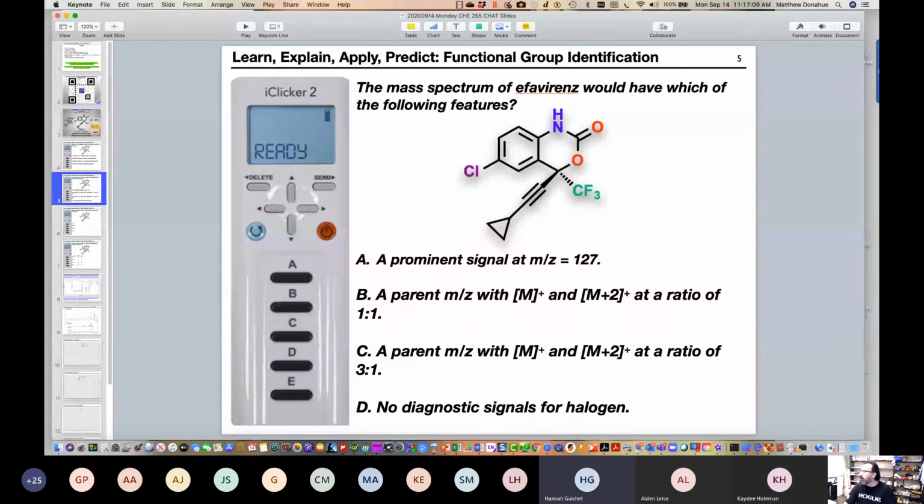I have another question. I don't really understand how C is 3:1. Can you maybe explain that a little bit further?